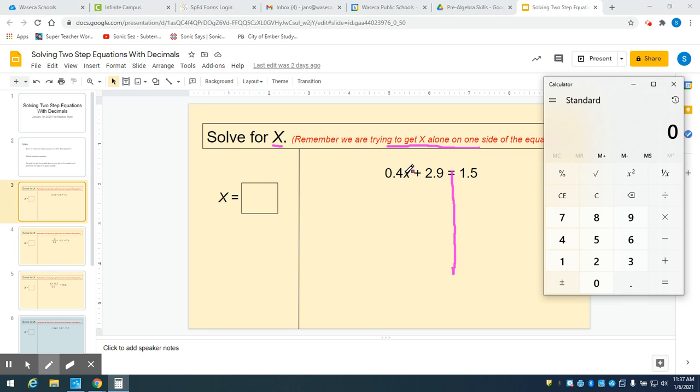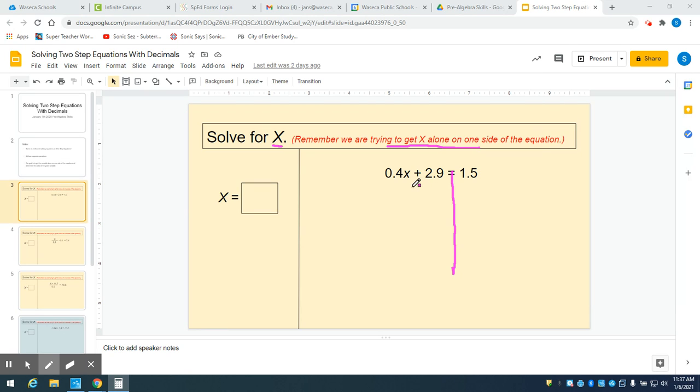So our goal is trying to get x alone. So our equation says 0.4x plus 2.9 equals 1.5. First thing we're going to look at is this 0.4x plus 2.9. We want to undo that plus 2.9. So what is the opposite of plus 2.9? The opposite of plus 2.9 would be to subtract 2.9 from both sides.